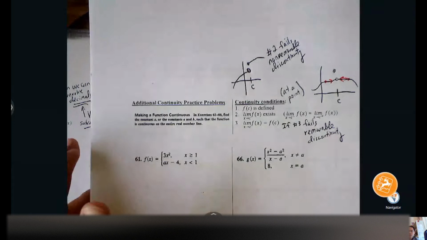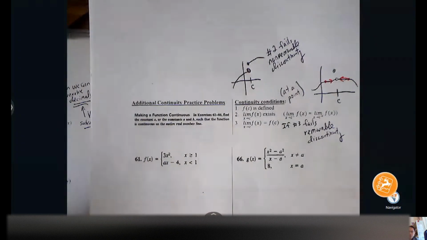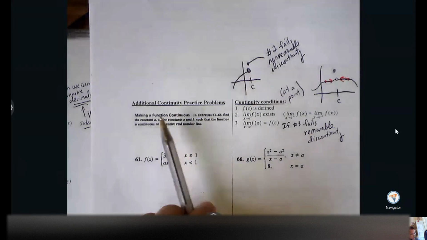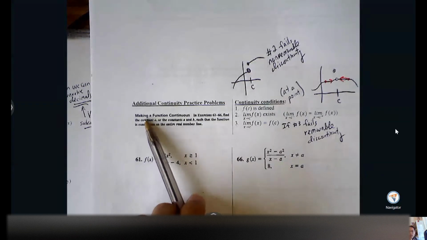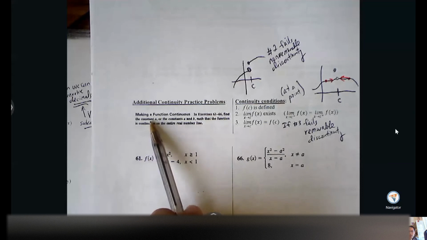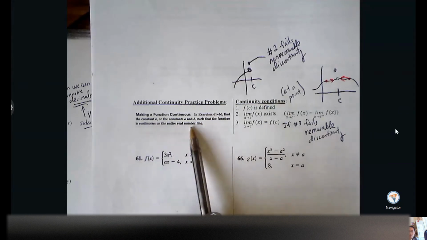Okay, so I just wanted to review these conditions before we jumped into these problems. So let me read the instructions here. It says, making a function continuous. In these exercises, find the constant a such that the function is continuous on the entire real number line. But really, we're just going to find continuity at a point.